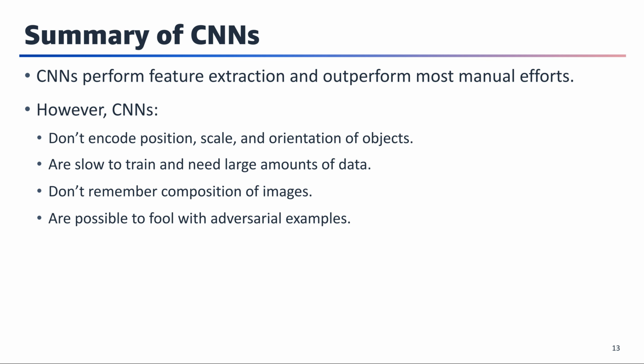CNNs perform feature extraction and outperform most manual efforts in computer vision tasks. However, they have certain limitations. CNNs do not inherently encode the position, scale, and orientation of objects in an image. They require large amounts of data and are computationally expensive to train. Additionally, CNNs do not retain information about the composition or spatial relationships of objects within an image. This can make them susceptible to adversarial examples, where small perturbations in the input can lead to misclassification. Despite these drawbacks, CNNs have proven to be highly effective for various computer vision applications, and ongoing research aims to address their limitations.